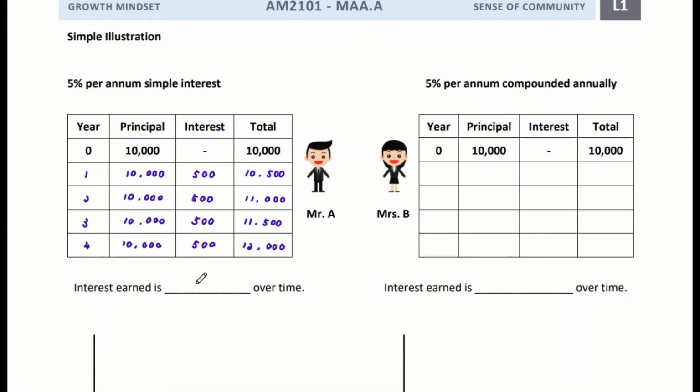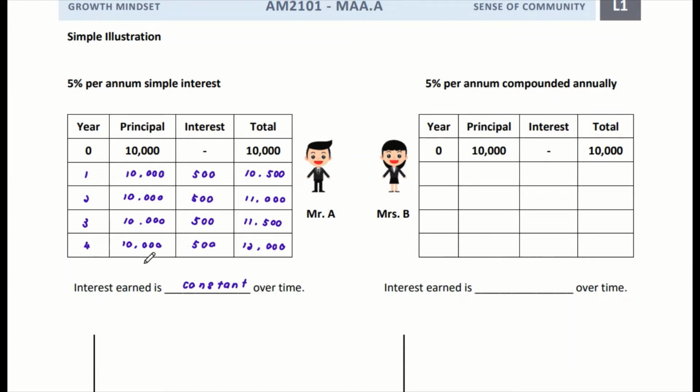So what you can see here is that for simple interest, the interest earned is actually constant over time. As long as you didn't add in any money as principal, the interest generated over the year will be just the same.